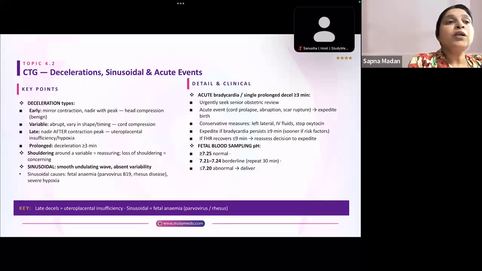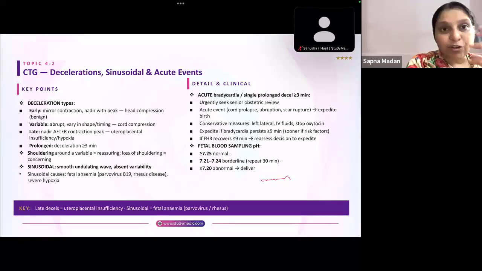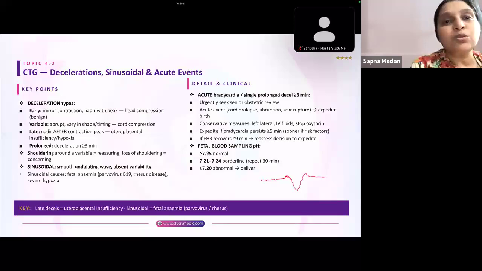Now, what is shouldering? Shouldering is around a variable deceleration, and that is a reassuring sign, and loss of shouldering is concerning. So suppose this is your fetal heart rate, okay, and deceleration is going to come. So the baby's parasympathetic system recognizes that the contraction is coming and the heart rate is going to go down. So it has a little upslope, okay? It will go up a little bit, then come down, then come up, and then again overshoot a little bit, and then come back to normal. So this is known as shouldering of a CTG, and it is a very healthy sign.